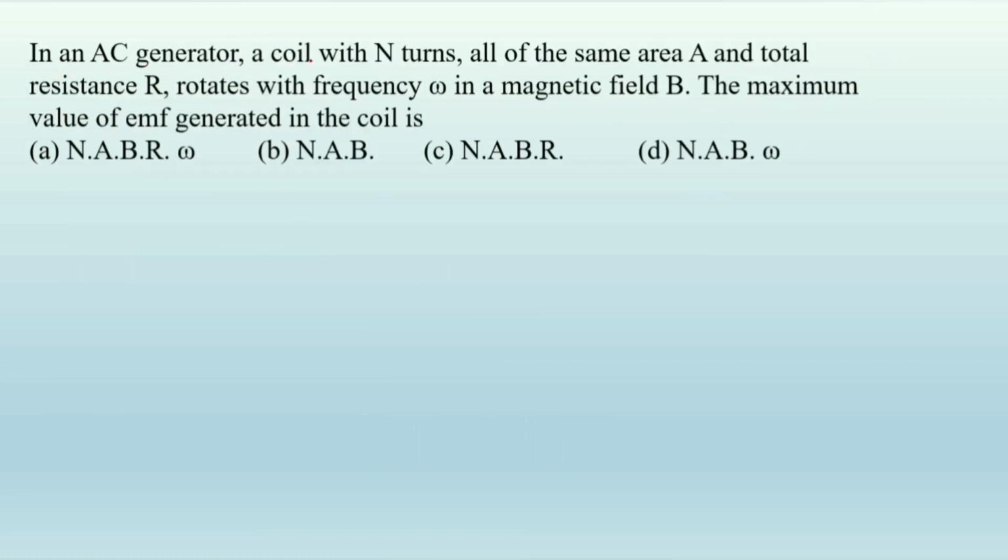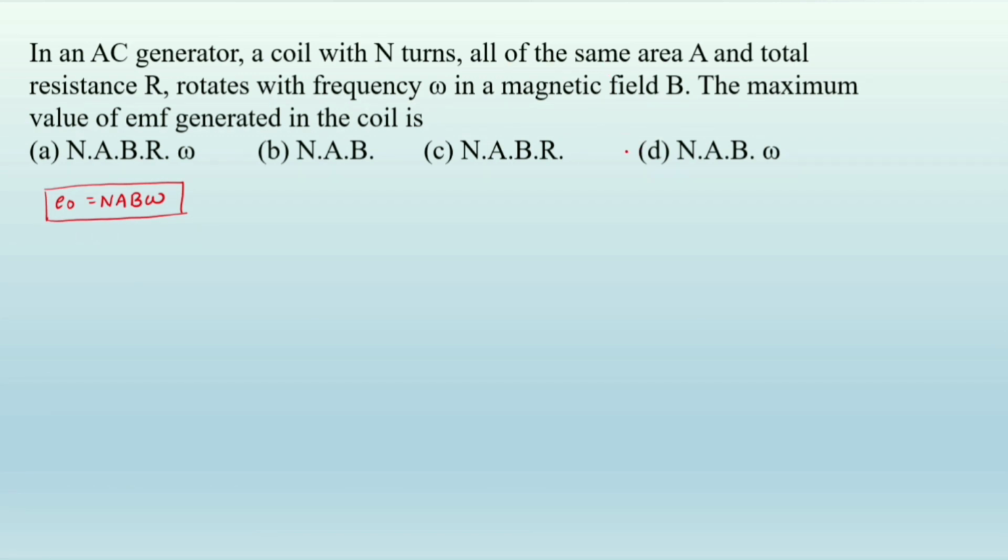In an AC generator, a coil with N turns, all of the same area A and the total resistance R, rotates with frequency omega in a magnetic field B. The maximum value of EMF generated in the coil is, see here, in regular classes we derived maximum EMF generated in the coil, that is E naught equal to NAB omega. So if you know this equation directly we can write the answer, that is option D.